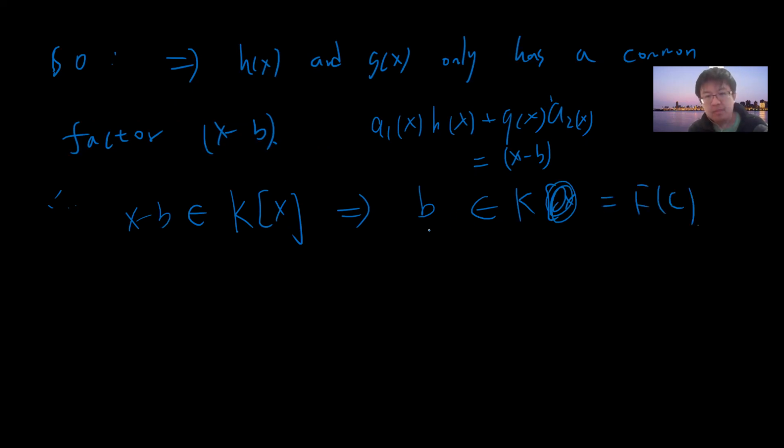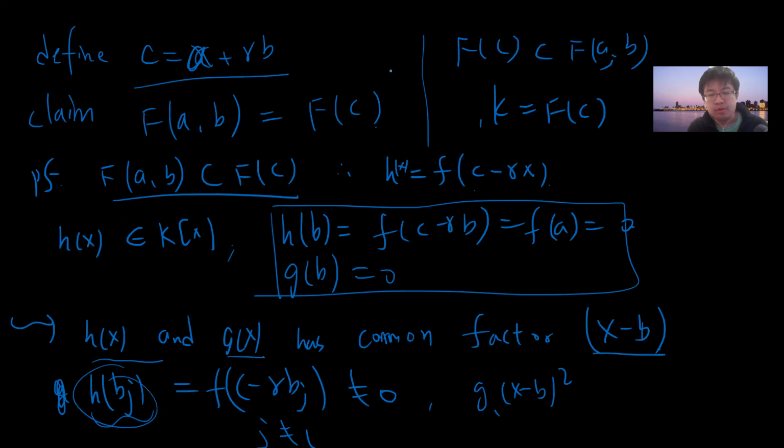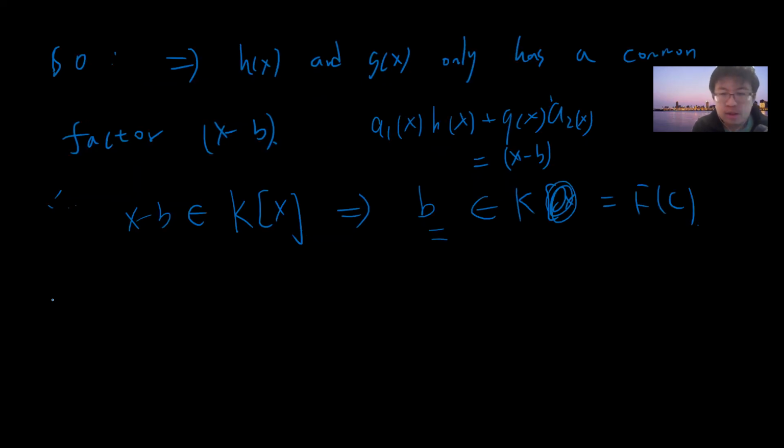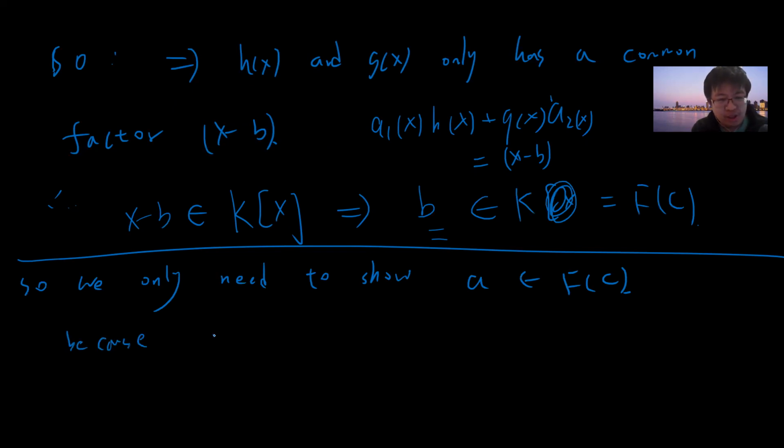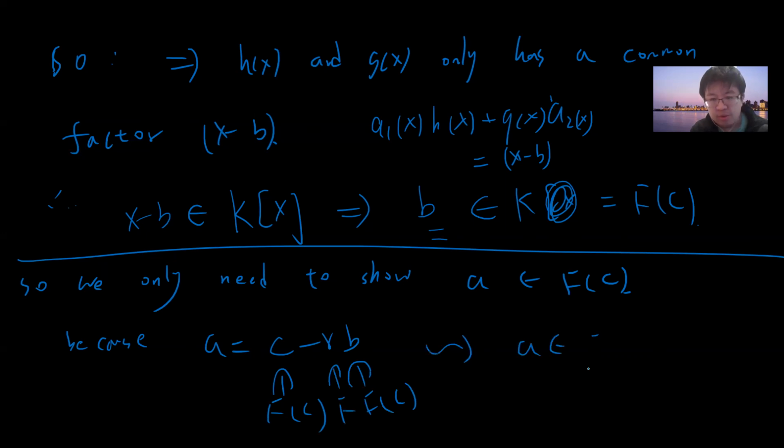Okay, so we already proved that b belongs to F(c), then the rest is just to show that a belongs to F(c). So we only need to show a belongs to F(c). Okay, so this is a simple fact, right? Because a is ac minus gamma b, right? So this belongs to F(c), and this belongs to F(c), this belongs to F, right? So which tells you a belongs to F adjoint c. Okay. So we prove this theorem.